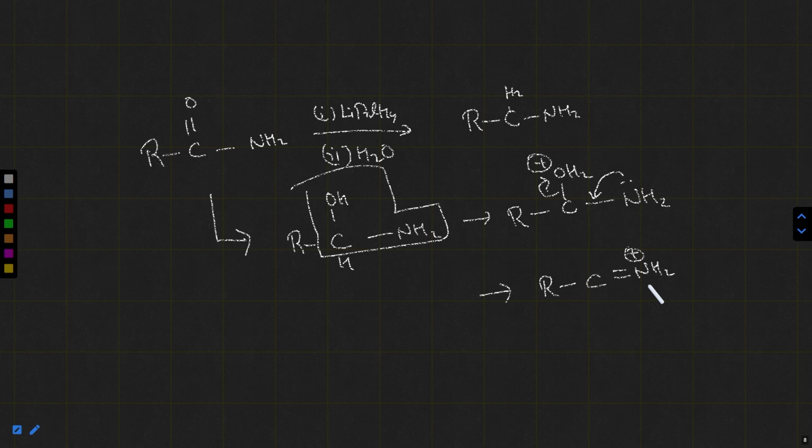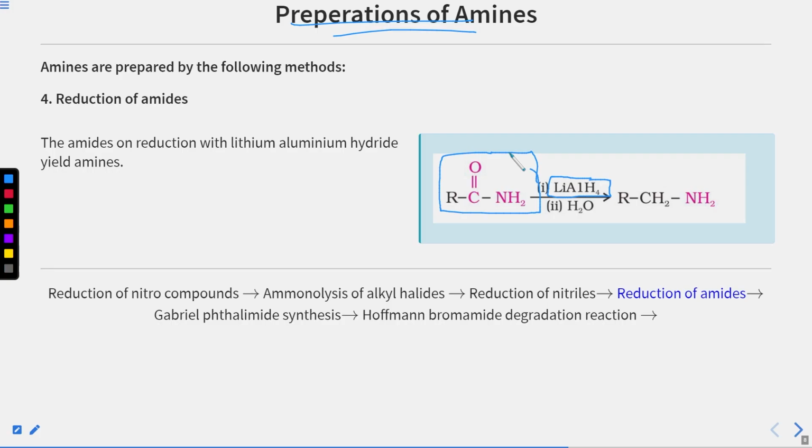Now in the further part, what will happen? Again, one LiAlH4 will donate one hydride here and one H will be added here. So this will be the course of reaction that will be followed to give our final product. Okay, clear? No problem. So in this way, we will get our RCONH2 to RCH2NH2 in the presence of LiAlH4 and H2O. Now next.